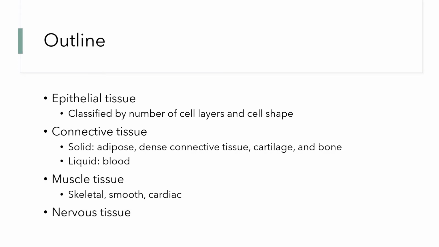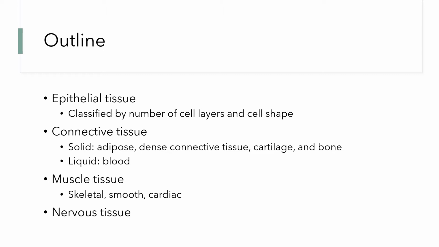An outline of this presentation goes as follows. We will discuss epithelial tissue, which is classified by the number of cell layers and the shape of the cells. Connective tissue will be discussed as well, which consists of solid connective tissue, such as adipose tissue, which is fat tissue, dense connective tissue, cartilage, and bone, and liquid connective tissue, such as blood.